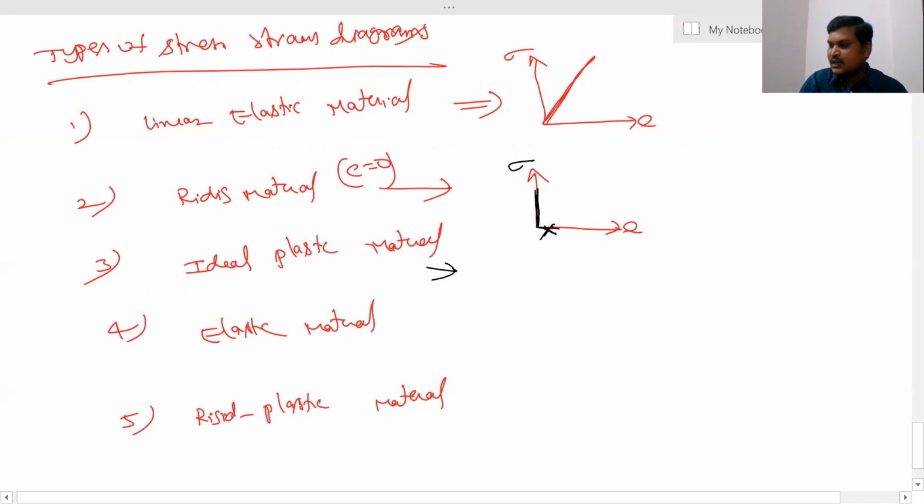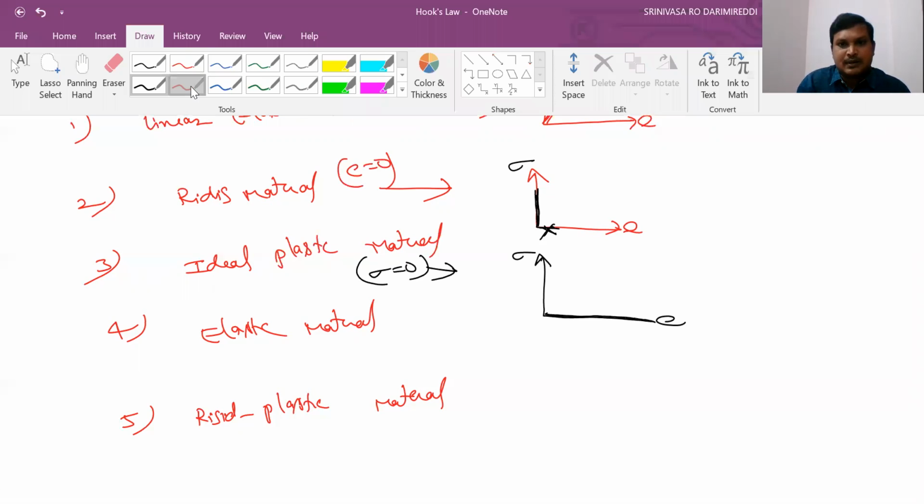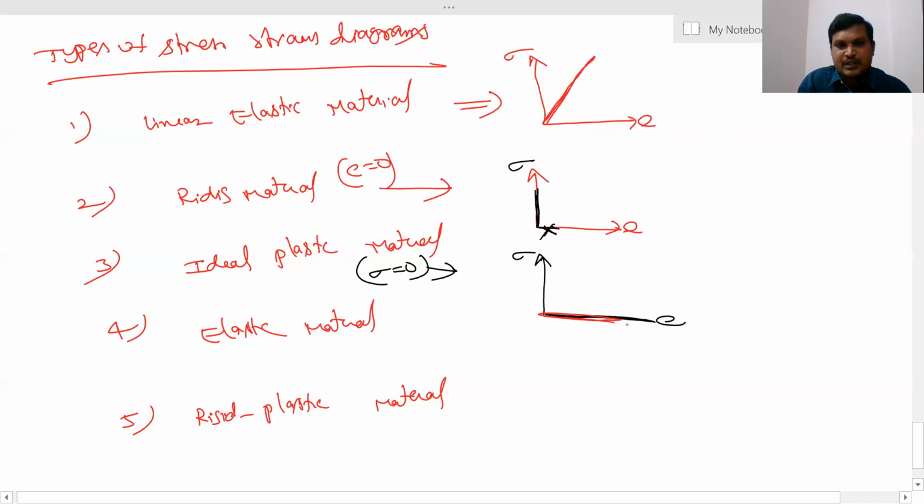And the next one is the ideal plastic material. Ideal plastic material means the deformation is continuous. This is strain, this is stress. For ideal plastic material, sigma is 0 on the diagram. Continuous deformation means there is strain, but there is no sigma.